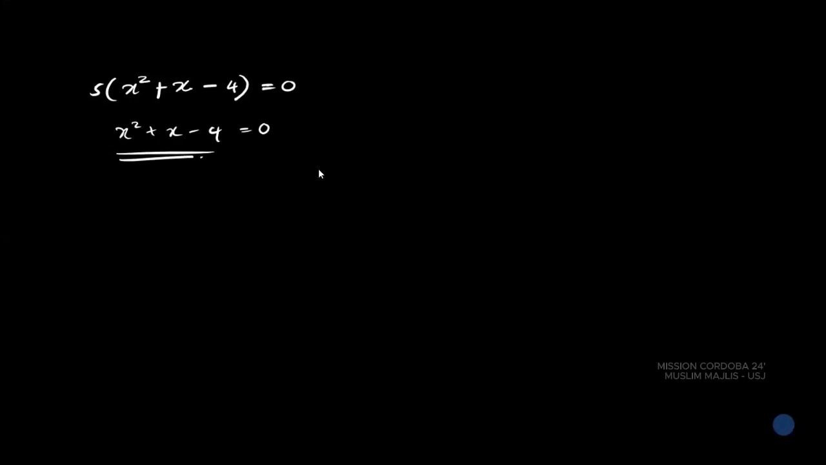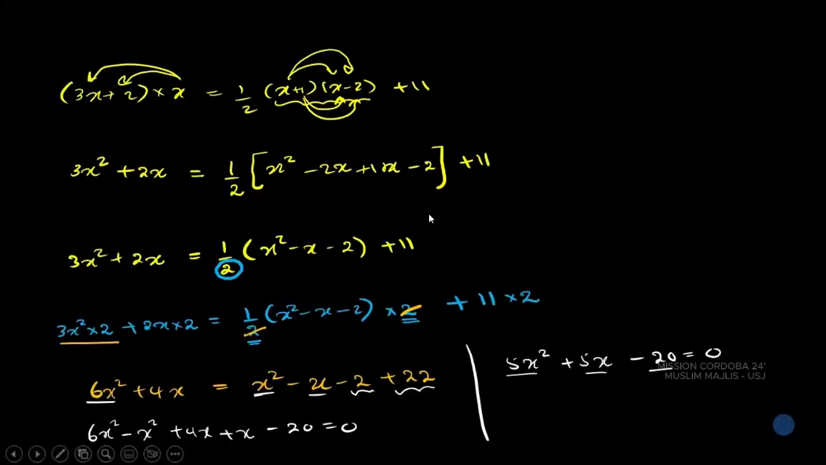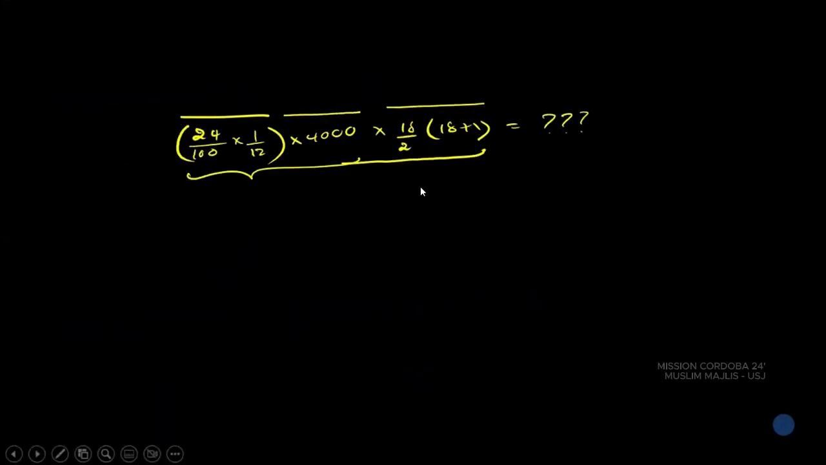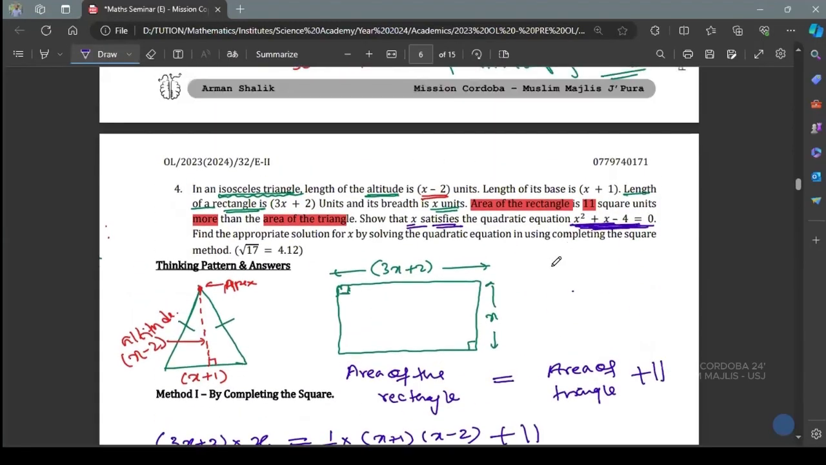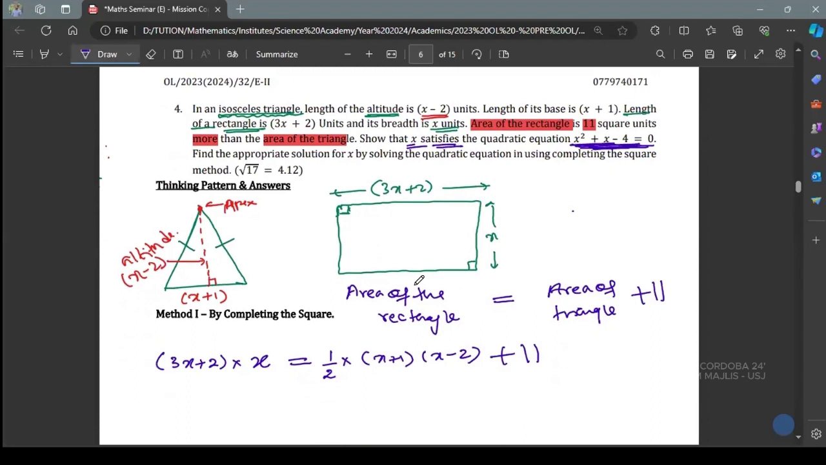Okay. So satisfying a quadratic equation means what? Building up that quadratic equation. So how did we come up with this conclusion here? This one. They say that the area of the rectangle is 11 units more than the area of the triangle. Students think that the area of the rectangle is 11 units more than the area of the triangle. No, don't we have to add plus 11 here, Kiela?